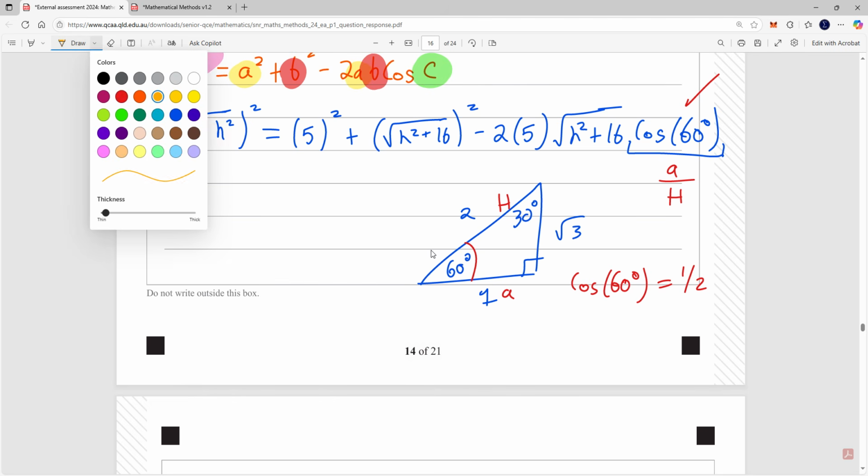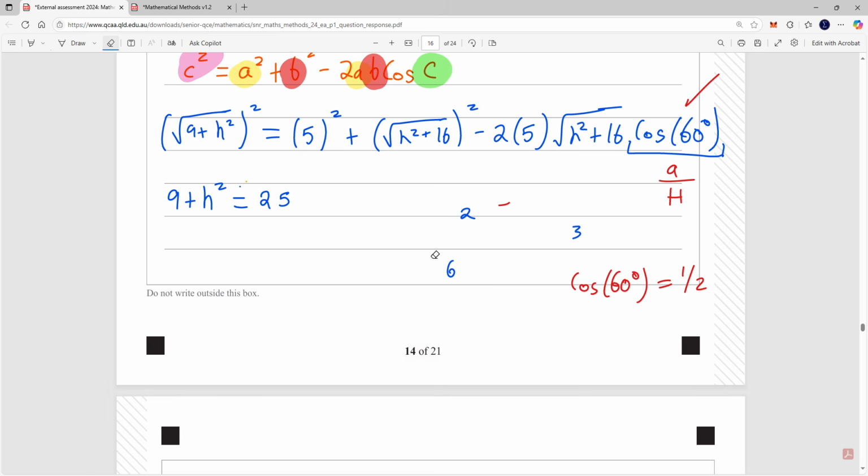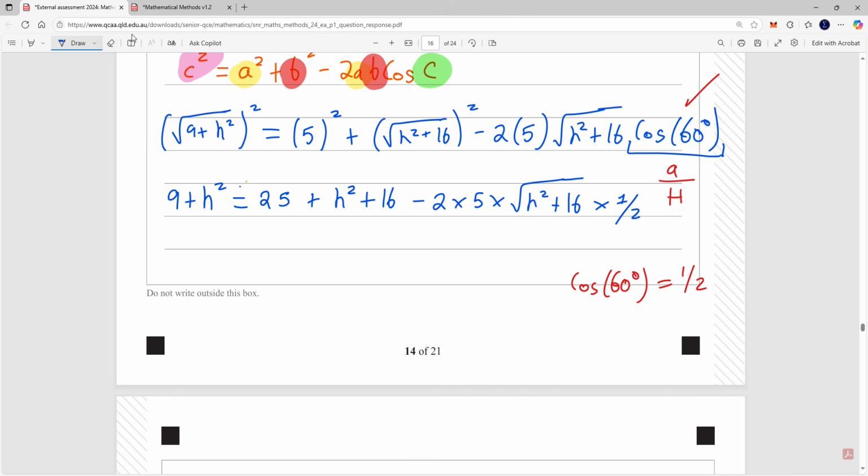Now, you can see each of these has a square root and a square, so we can cancel those out. That will just turn into 9 plus h squared. 5 squared is 25, so I'm going to write 25. I'm going to rub this out because it's going to get in the way, but if you need it, just rewind the video. The 25 will cancel out with that square root, so plus h squared plus 16. Now here I'm just going to write minus 2 times 5 times square root h squared plus 16 times what we just worked out was a half.